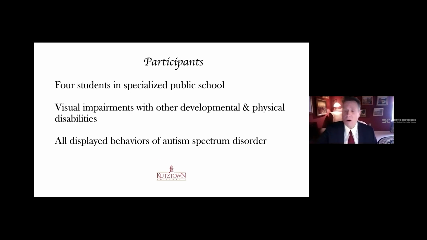So the participants that I worked with were 4 students in a specialized public school in Philadelphia. Now, this specialized public school was primarily for students with visual impairment. For the blind is in the title of their school. But students with visual impairment and other disabilities. If the students just had a visual impairment, they likely would have been included in general education in the Philadelphia area. But all the students there have visual impairment with some other disabilities. Some of those disabilities include ASD.